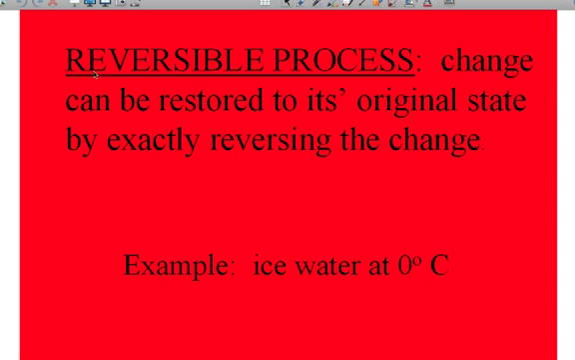Reversible process, change can be restored to its original state by exactly reversing that change. For example, ice water at 0 degrees Celsius. What is water doing at 0 degrees Celsius? Well, some water is freezing, some water is melting. So that would be at an equilibrium. So equilibrium are reversible processes.